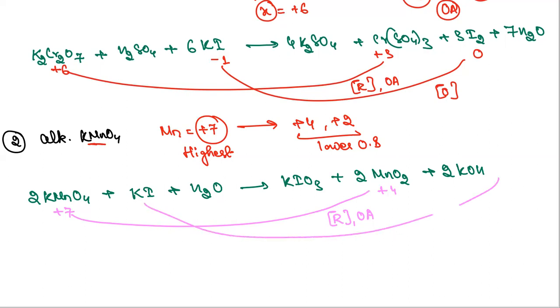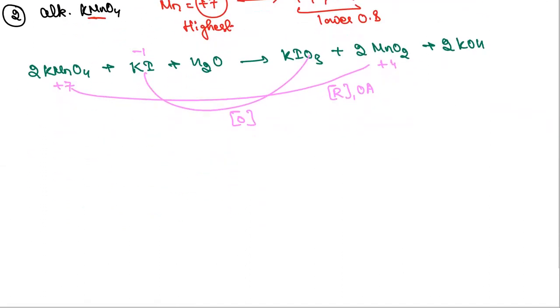Again, here we have iodine. I made this arrow in the wrong manner, so this arrow would be between these two species, right? So this is my iodide, which is in minus 1 oxidation state. And here the iodine is in a higher oxidation state, so it's actually getting oxidized. Similarly, you can do it for iodine as well. So yes, again, your alkaline KMnO4 is going to oxidize this molecule.